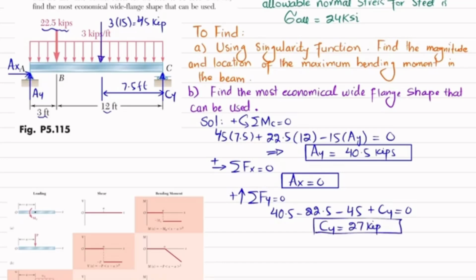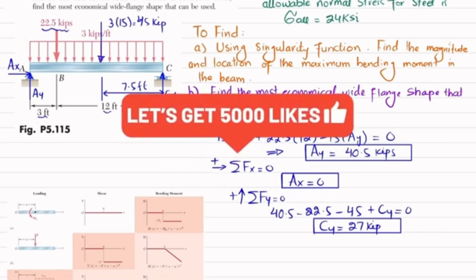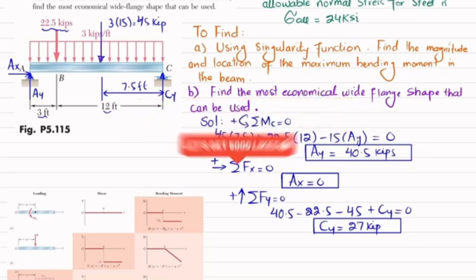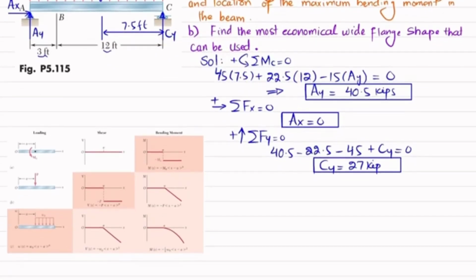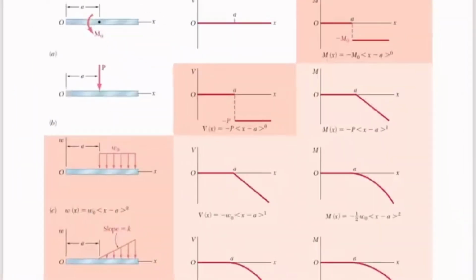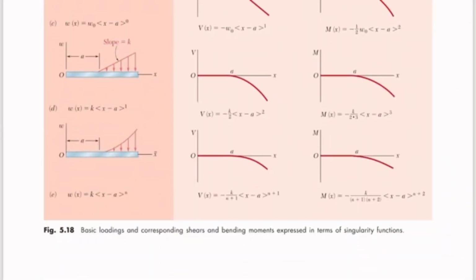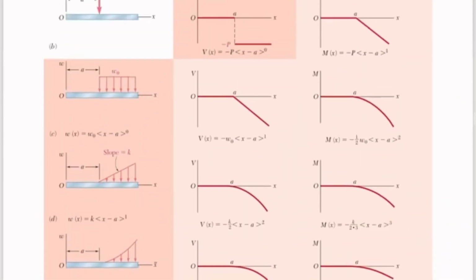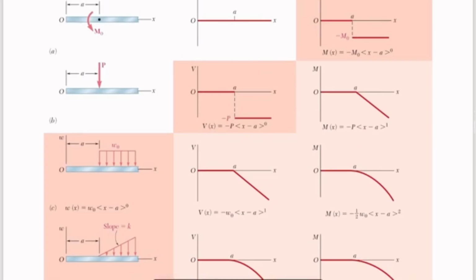Now you have all these reaction forces. So we will find the shear force equation and bending moment equation using singularity functions. For that, you can see we have this table, which I will show in the book. This is the table where the basic loads and the corresponding shear and bending moment are expressed in terms of singularity functions. We have a point load and a distributed load.